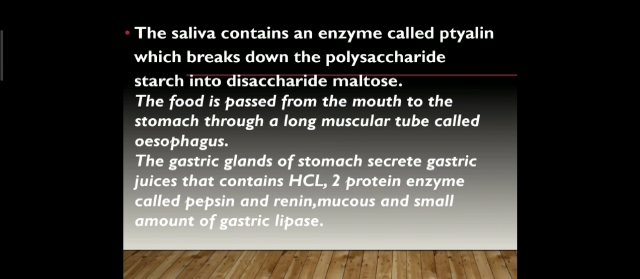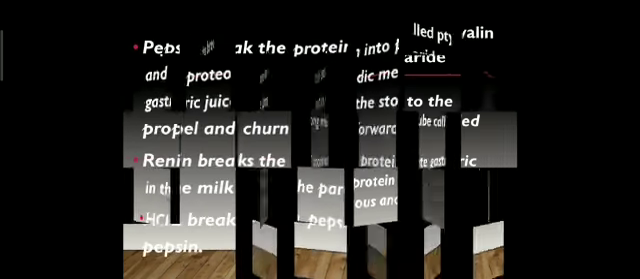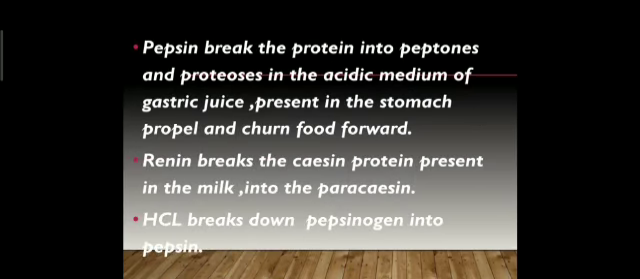The gastric glands of the stomach secrete gastric juice that contains HCl, protein enzymes called pepsin and renin, mucus, and a small amount of gastric lipase. Pepsin breaks the protein into peptones and proteoses in the acidic medium of the gastric juice present in the stomach, which propels and churns food forward. Renin breaks the casein protein present in milk into paracasein. HCl converts pepsinogen into pepsin.